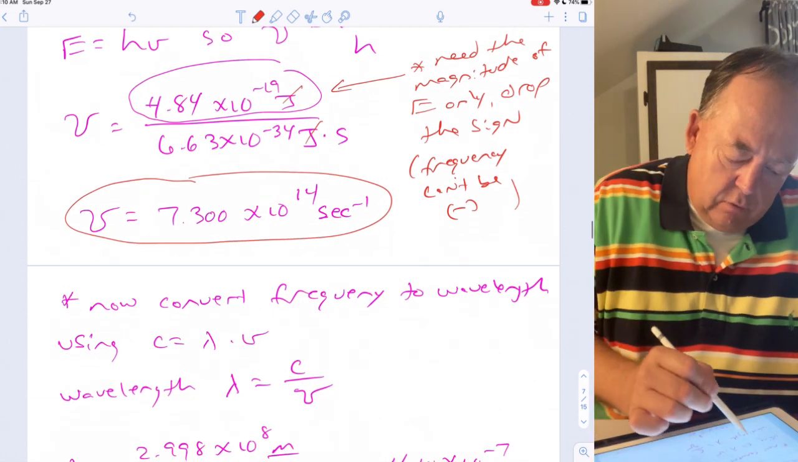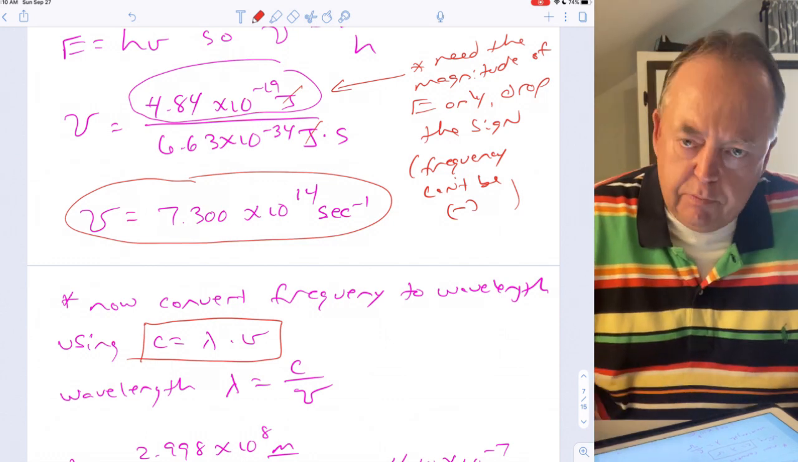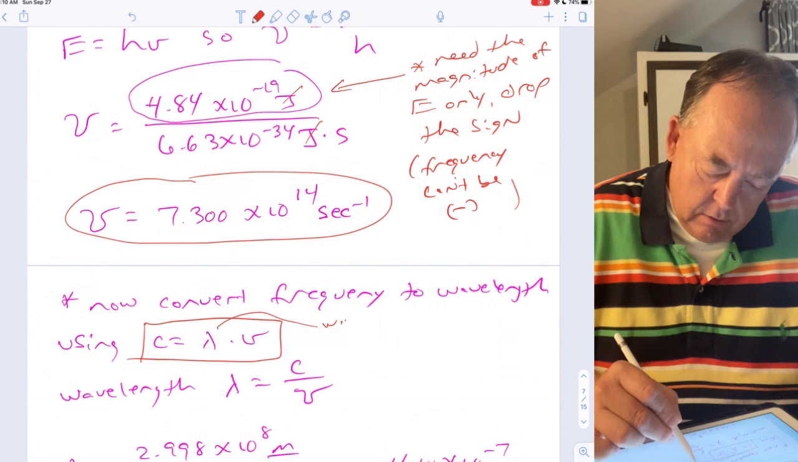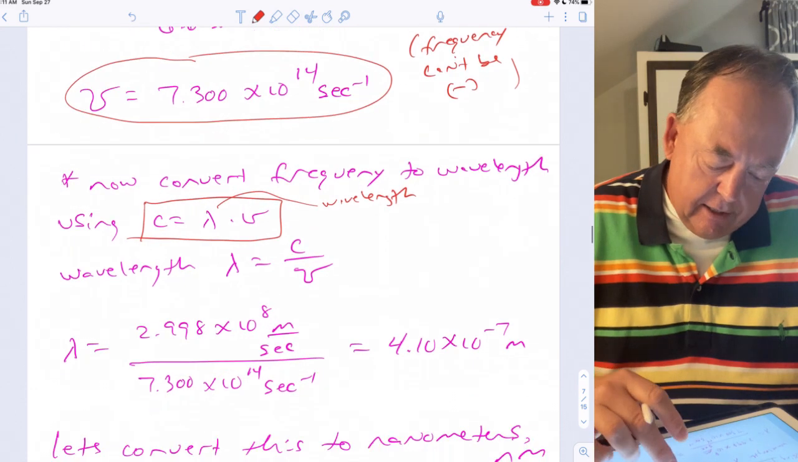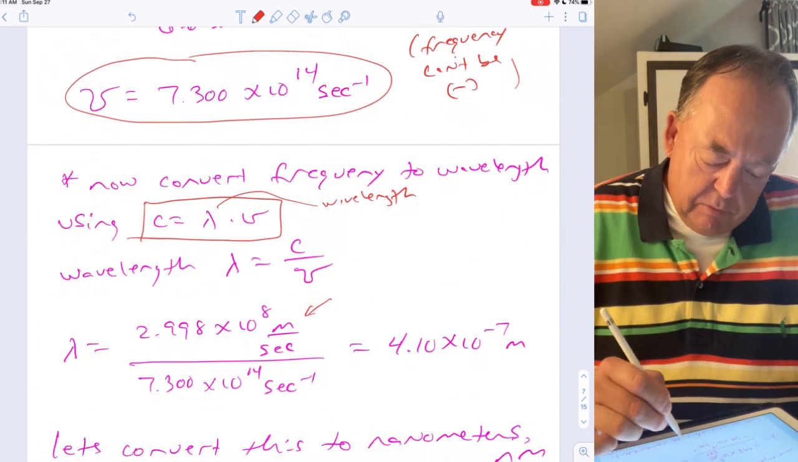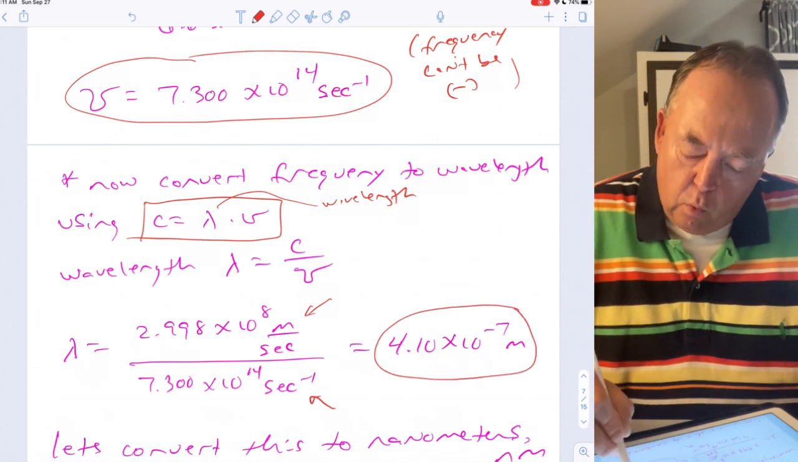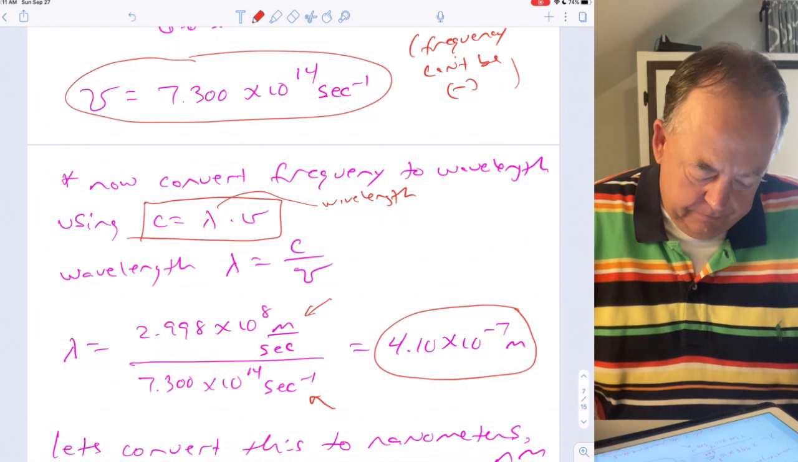To do that, we need this equation, which relates frequency and wavelength, right? c is the speed of light. So rearrange that to solve for wavelength. Wavelength is the speed of light divided by the frequency that you just calculated. So we plug in the speed of light, plug in the frequency, and you get a wavelength of 4.1 times 10 to the minus 7 meters.